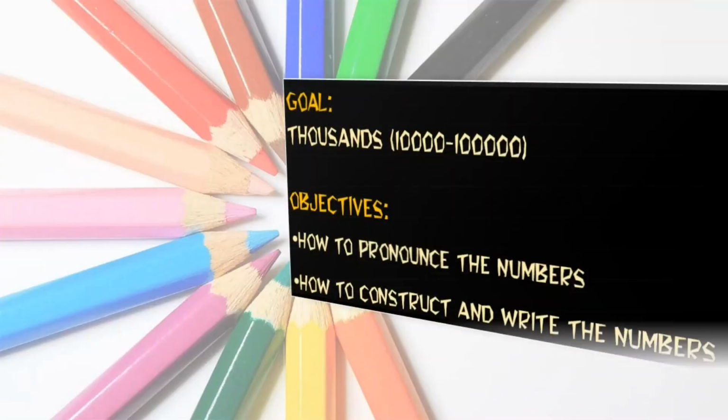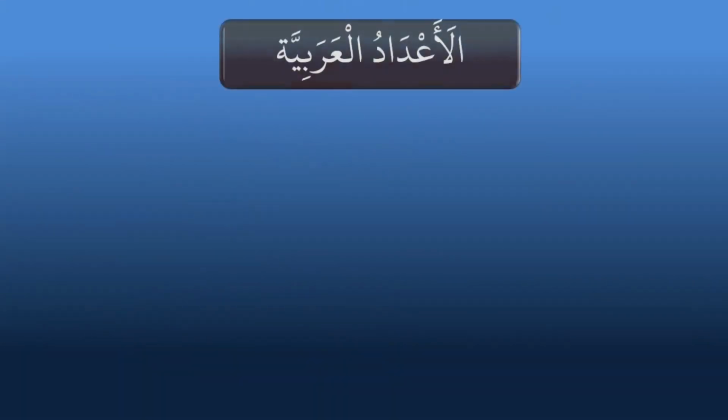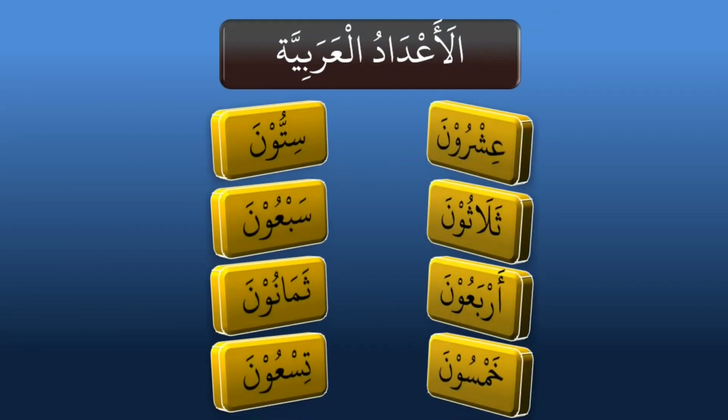In this video, we are going to learn numbers from 10,000 to 100,000. So our objectives are to pronounce these numbers and to construct and write these numbers correctly. Before we begin our today's lesson, first go check the video where I discuss numbers from 20 till 90, as these numbers will be very much helpful in understanding numbers from 10,000 till 100,000.